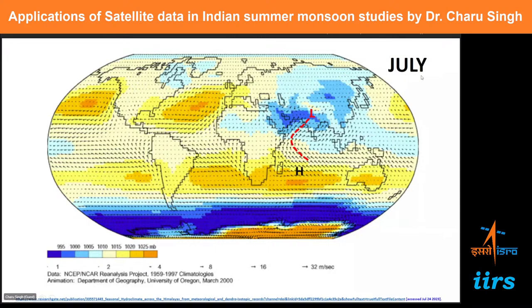July is also the month which is known as the principal rainy season. July and August are the 2 months in which the Indian summer monsoon pours maximum rainfall over the Indian land region. So the data as shown here is basically the reanalysis data from NCEP and NCAR. And this is the climatology of surface pressure from 1959 to 1997.